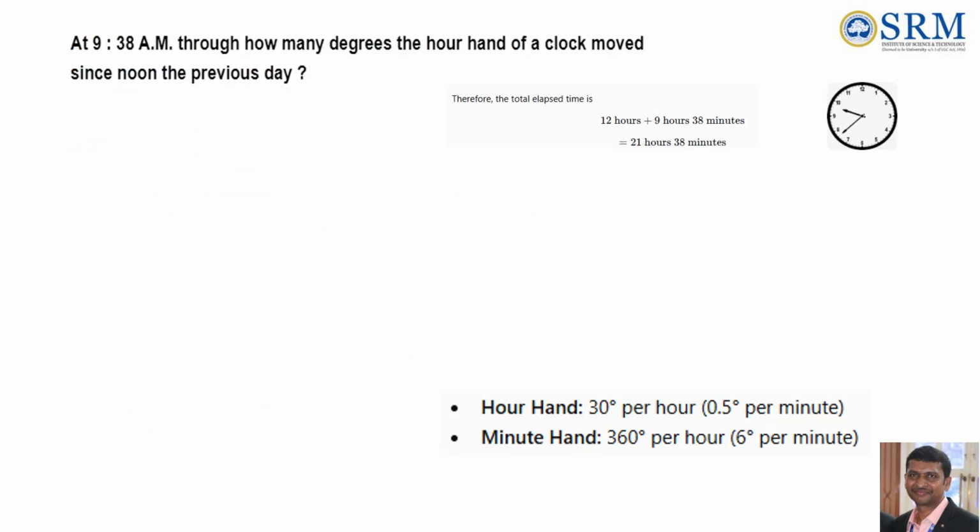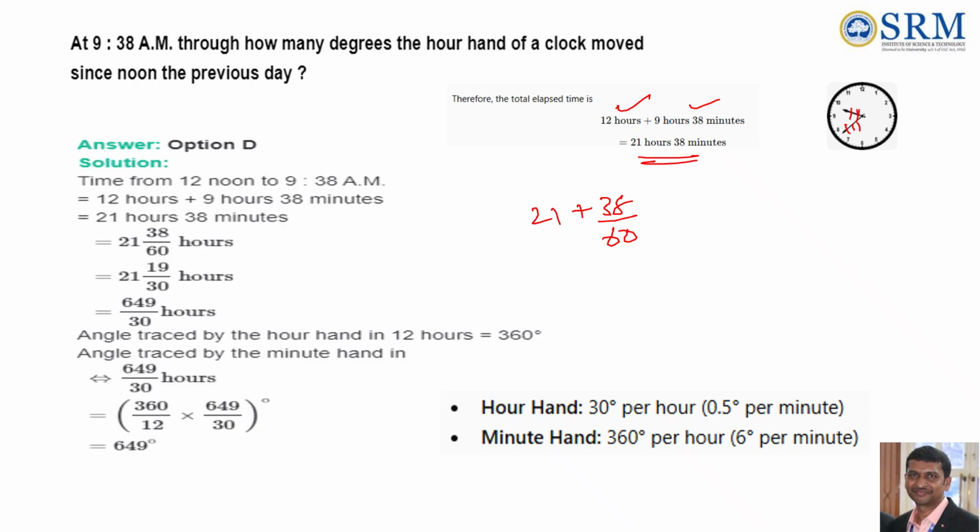Now, at 9:38, through how many degrees has the hour hand of a clock moved since noon the previous day? Noon of the previous day to night is 12 hours. In the morning it is 9 hours 38 minutes. Added, it is 21 hours 38 minutes, so 21 plus 38 by 60. As usual, you have to find the angle for each part and get the total.